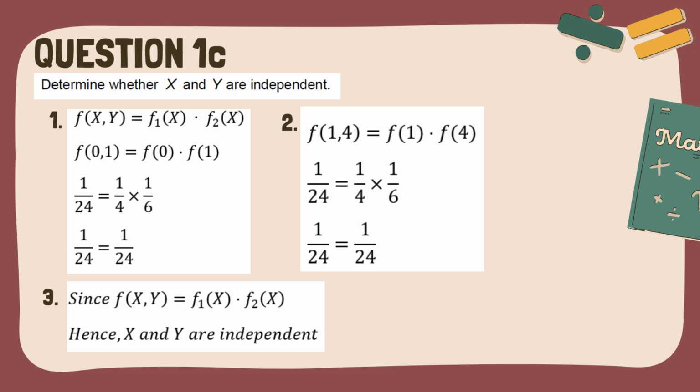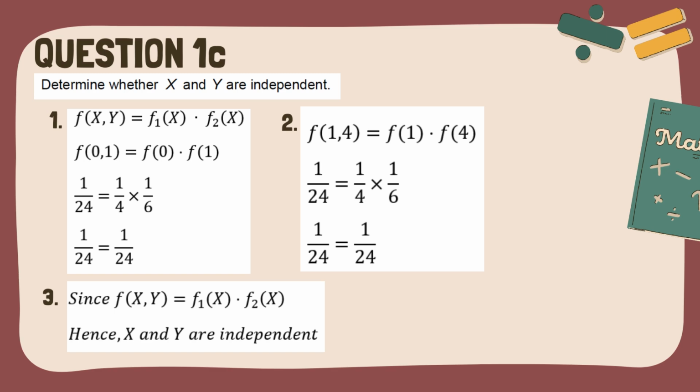So, the next question is question 1C. Determine whether X and Y are independent. I will explain how to determine whether two variables are independent using their joint probability function f(x,y). Independence between two variables means that their joint probability can be expressed as the product of their marginal probabilities. So we start by recalling the condition for independence. If f(x,y) equals f1(x) multiplied by f2(y), where f1(x) and f2(y) are the marginal probabilities of X and Y, then X and Y are independent.